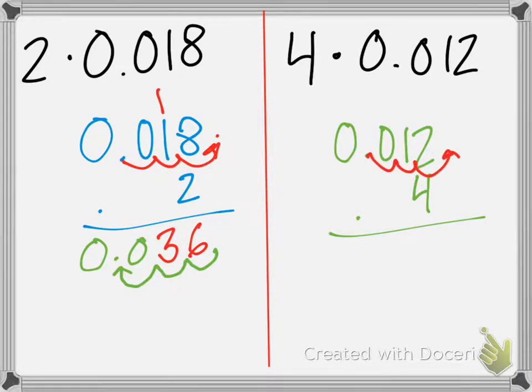4 times 2 is 8. 4 times 1 is 4. The rest are zeros, so it doesn't matter. I'm just going to put 0, 0 because I don't care. And I'm going to move it back the same amount of times. 3 times. So I go 1, 2, 3. So I get 0 and 48 thousandths.